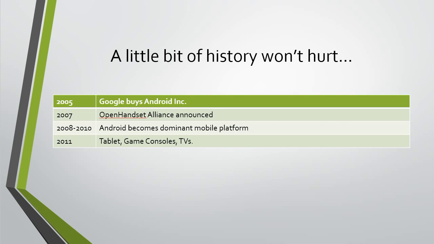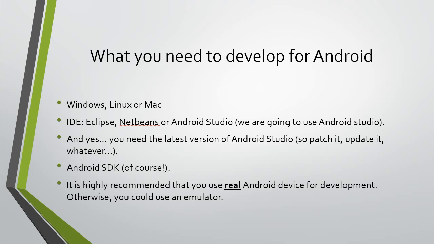So what do you need to develop for Android? In order for you to develop for it, you need just any operating system. Windows, Linux, and Mac will work fine. So if you are a Mac or a Linux guy or girl, you can develop on whatever operating system you want. However, for this course, since I'm running a Windows machine, I'm going to be developing on Windows. You shouldn't have any problems following these lessons on any platform you are using.